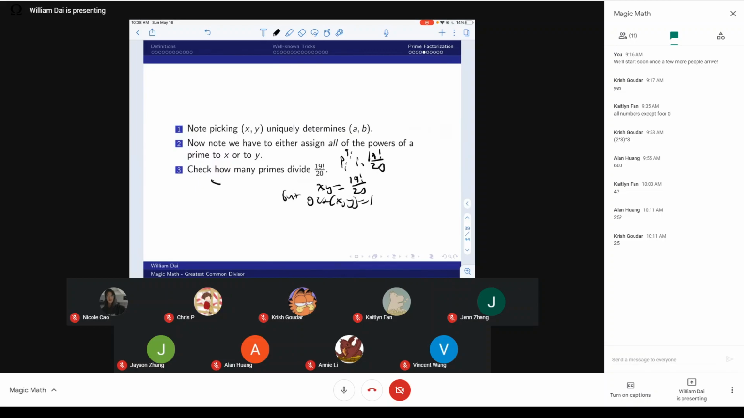Say this number is L, then it's going to be 2 to the L, because for each prime we choose if it all goes to x or y. Right, so how many primes divide 19 factorial divided by 20?